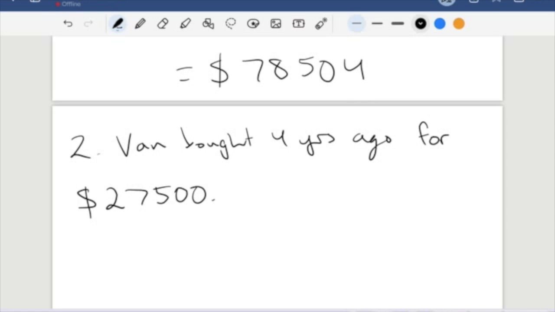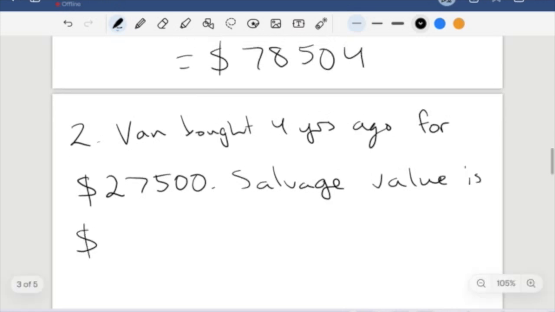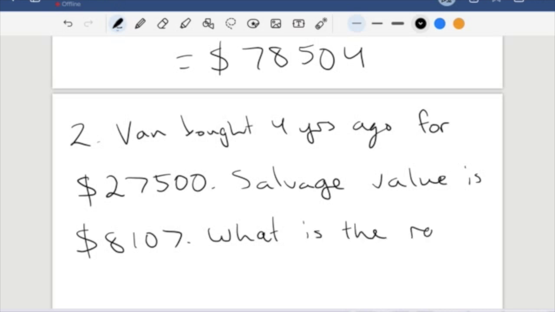Okay, and so using this declining balance method for depreciation, this person estimates the present value, so the salvage value, to be $8,107. We want to find what is the rate of depreciation. So we're trying to find R here.